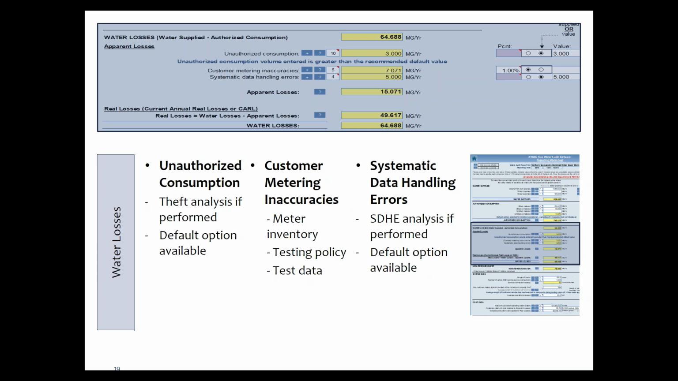Unauthorized consumption, as Will already described, is otherwise known as theft. Customer metering inaccuracies gives us an indication of the percent of inaccuracy of our customer meter population, and the systematic data handling errors help us to account for any of those data gaps or data transfer errors that may occur in our billing system.